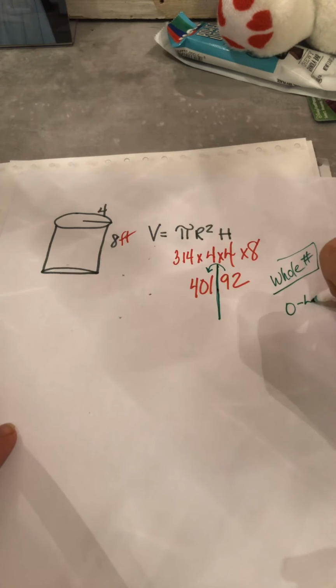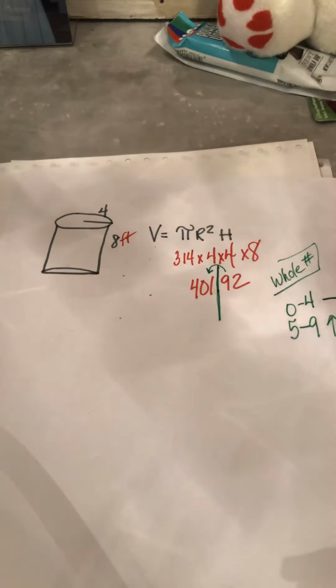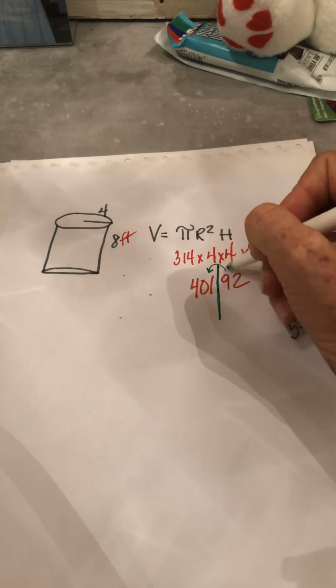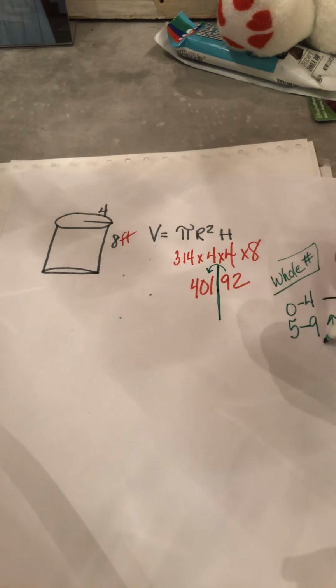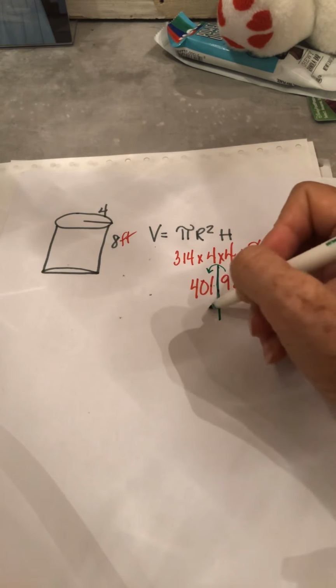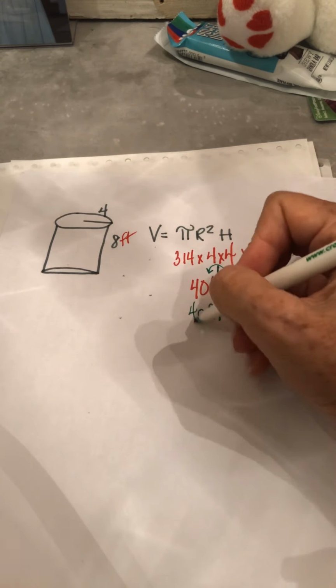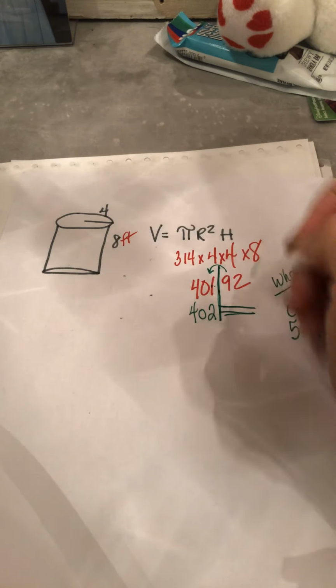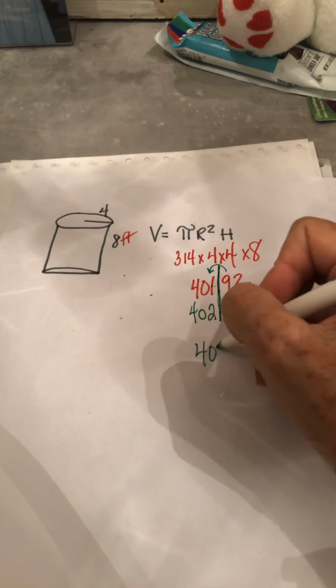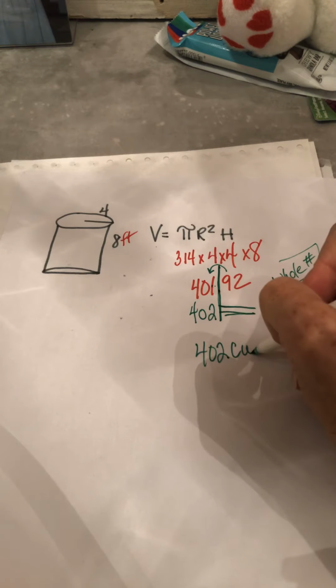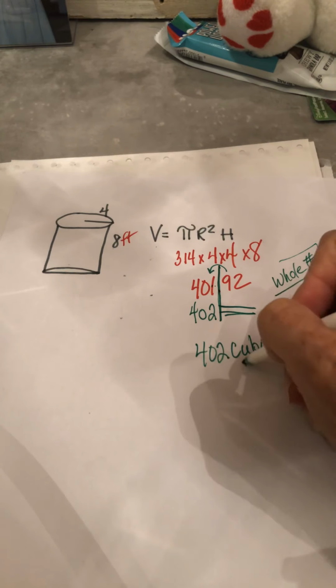Remember, if the number behind the line is 0 through 4, you leave the number alone. If the number behind the line is 5 through 9, you bump it up. I know I'm talking really fast, but I'm trying to keep my videos under 20 minutes. But you can pause, rewind, and think about all of these things. So this 9 falls here. So it says bump this up. So this becomes a 2, a 0, a 4. And I don't need this behind it because we were rounding. So my answer would be 402 cubic, because it's a volume question, feet.